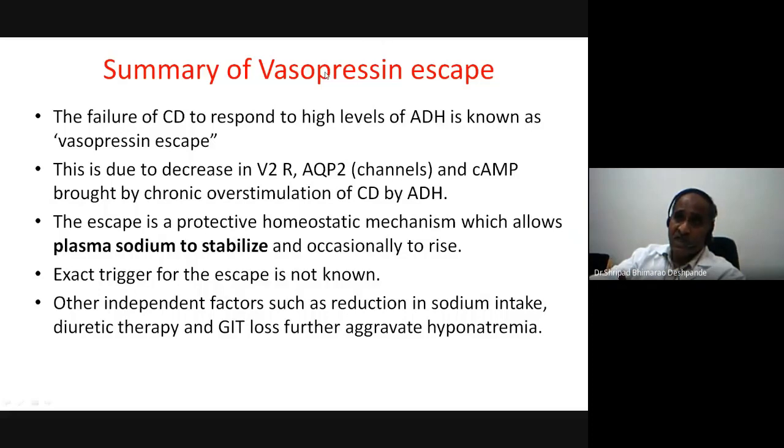So one has to consider vasopressin escape when you have a hyponatremic patient with decreased plasma osmolality and increased urinary sodium and urinary concentration.